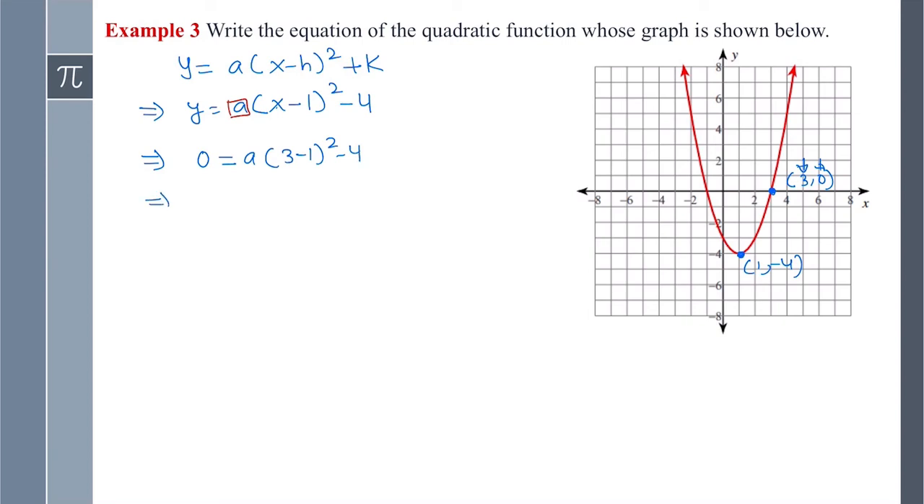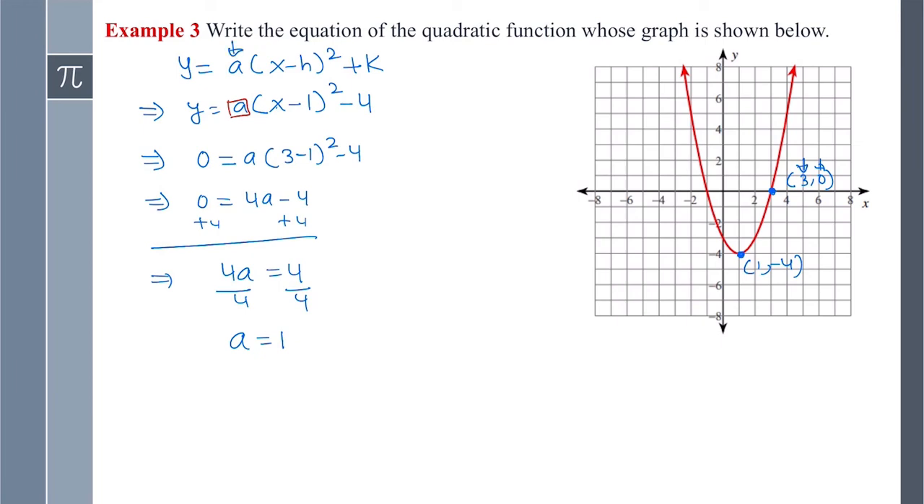Now the only variable that we have here is a. That means we can solve for a. So 0 equals 3 minus 1 is 2, squared is 4. So we have 4a minus 4. Now if we add 4 on both sides, we get 4a equals 4. And then if we divide by 4, we get a equals 1. That means the value of a is just 1.